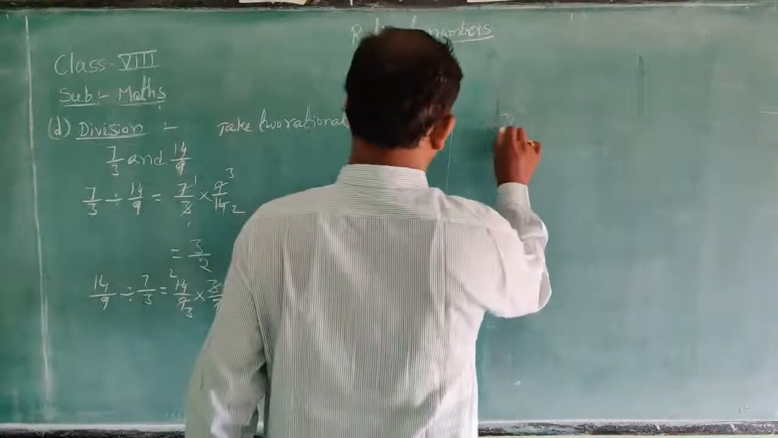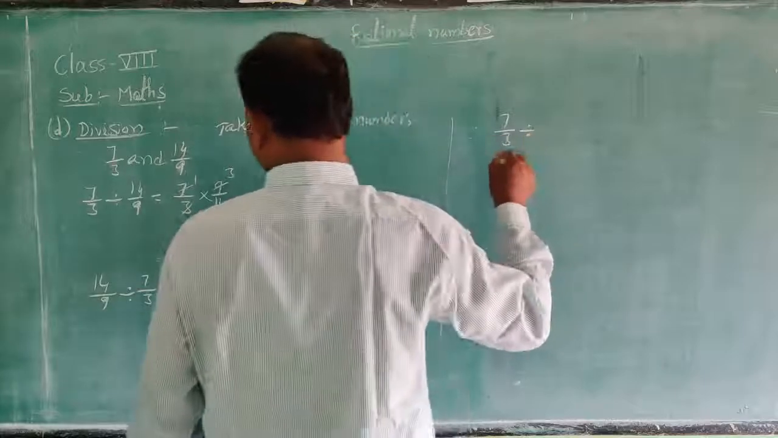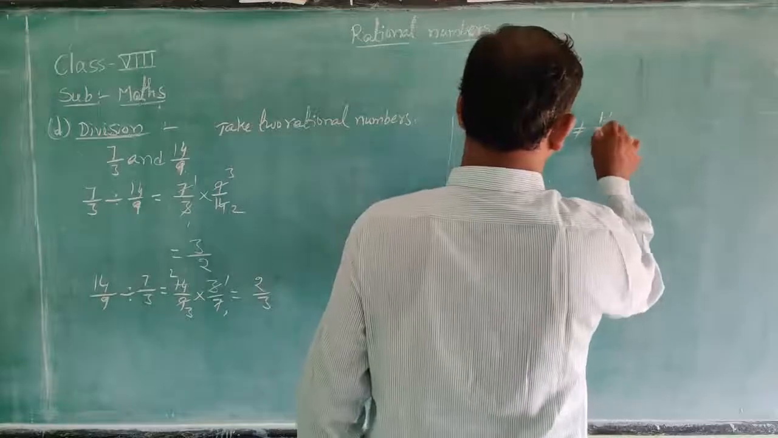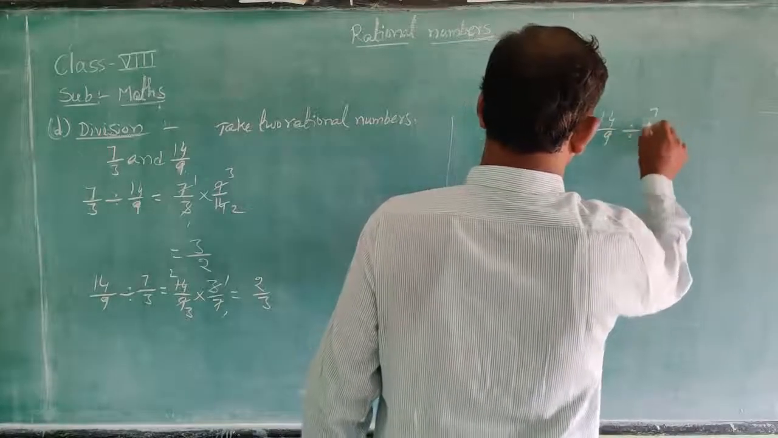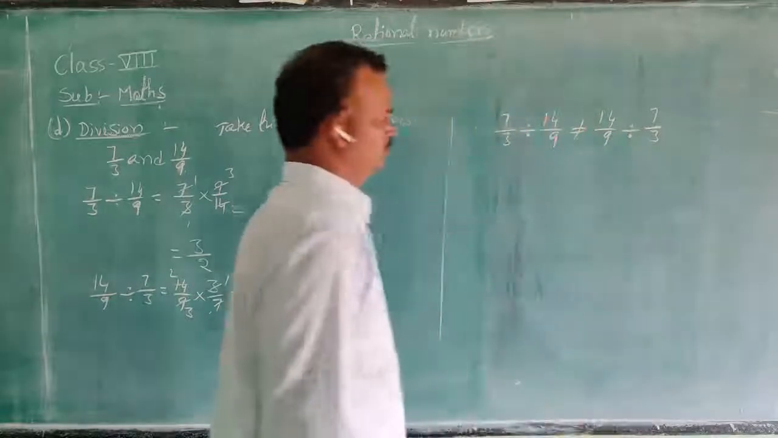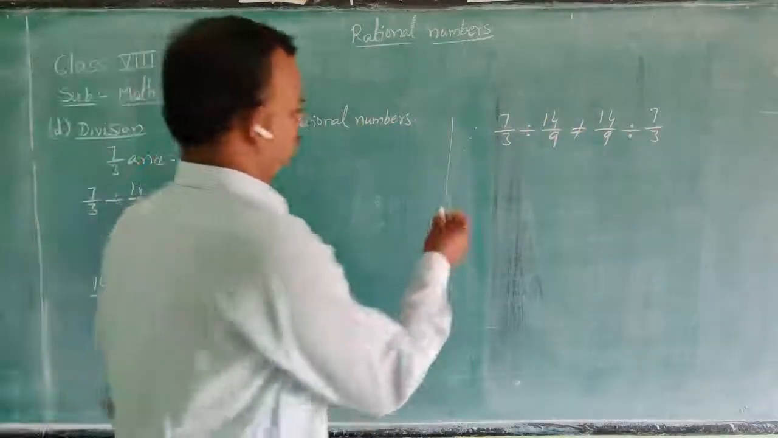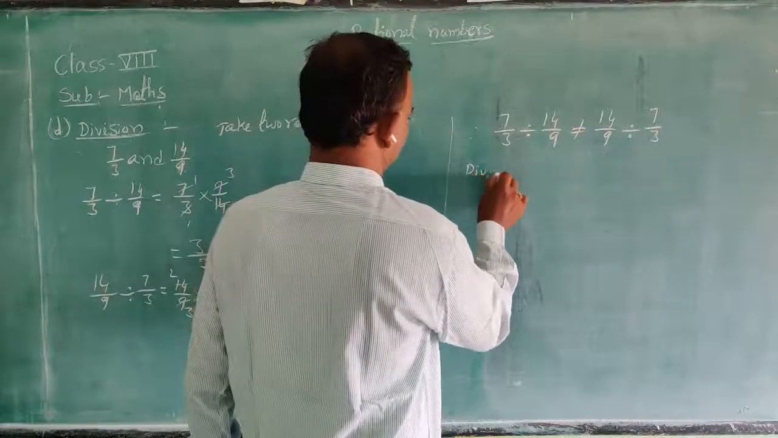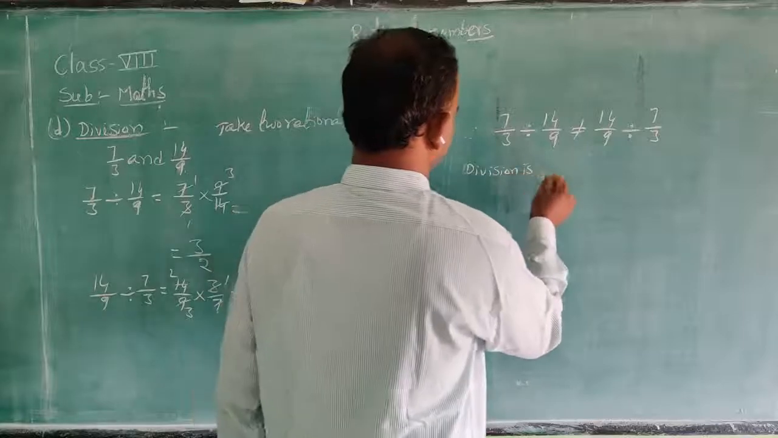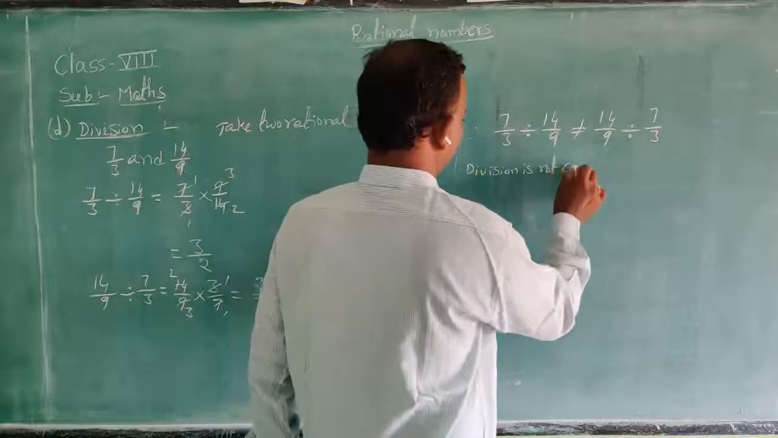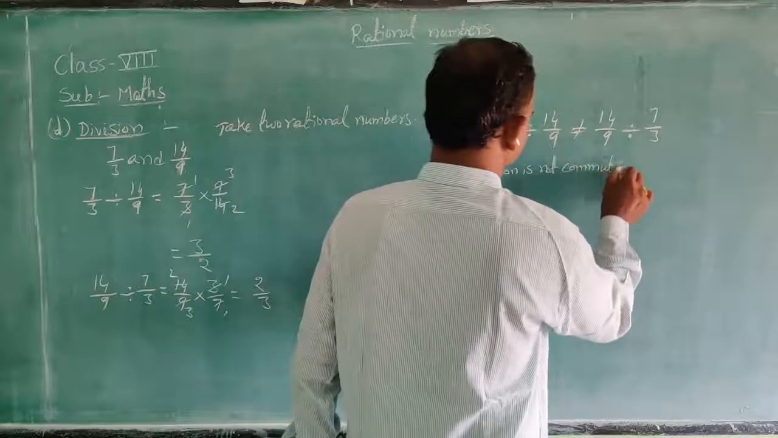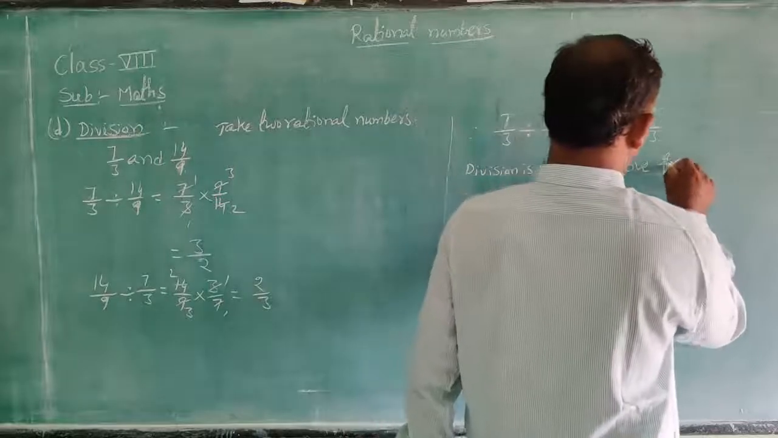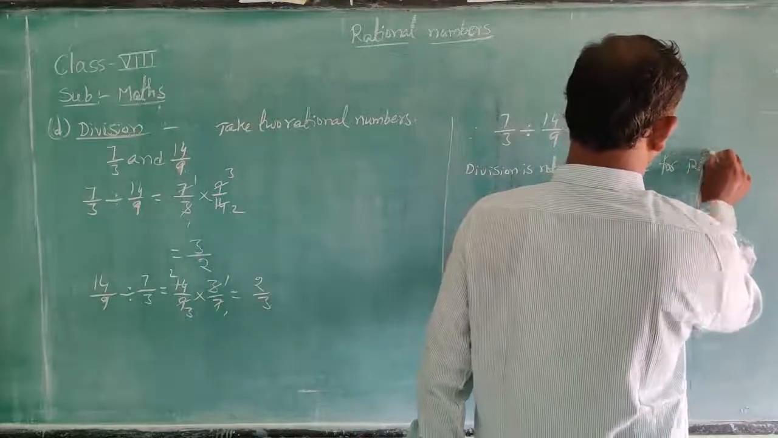Therefore, 7/3 divided by 14/9 is not equal to 14/9 divided by 7/3. These two values are not equal. So they are not commutative. Division is not commutative for rational numbers.